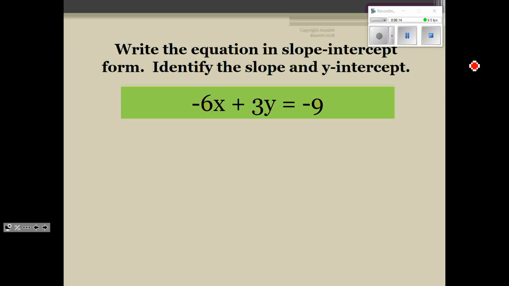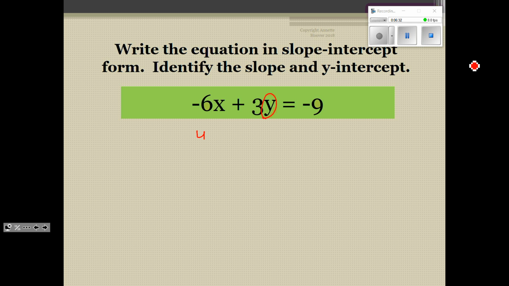Sometimes the equation is not written in slope-intercept form. Slope-intercept form means that the y is by itself on the left side of the equation. So before we can graph it, we're going to have to rewrite the equation in slope-intercept form. So if we want to get the y by itself, here's the form we want it in. We want the y on the left. We want the x term to come first, and then we want the constant or the y-intercept to be last.